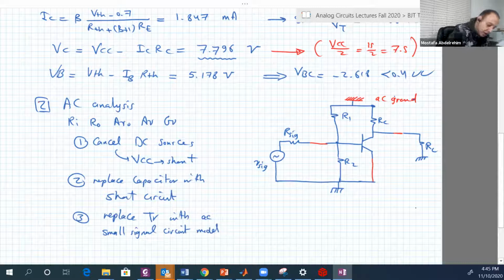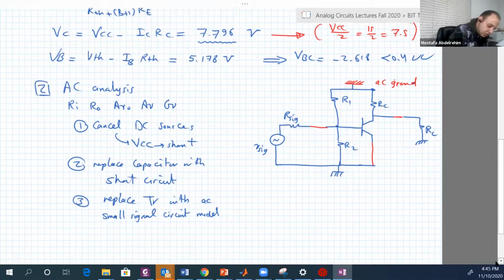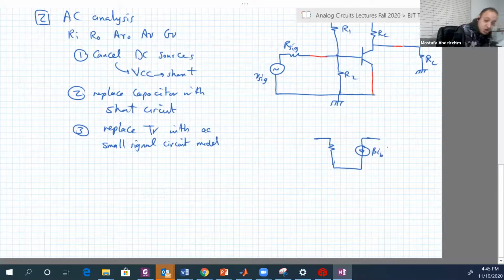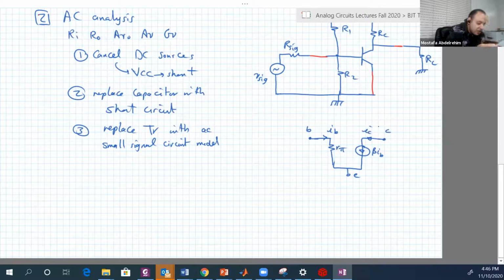So let's do that very quick. So let's go down. We have beta IB, or GMV by the way. I always use beta IB just for some historical reason, but you can use GMV by. Okay, it's up to you. That's fine. It is IB. It is I by. Okay. And here is the emitter. Here is the base. Here is the collector. And here is IC, by the way. In AC, IC is just beta IB.